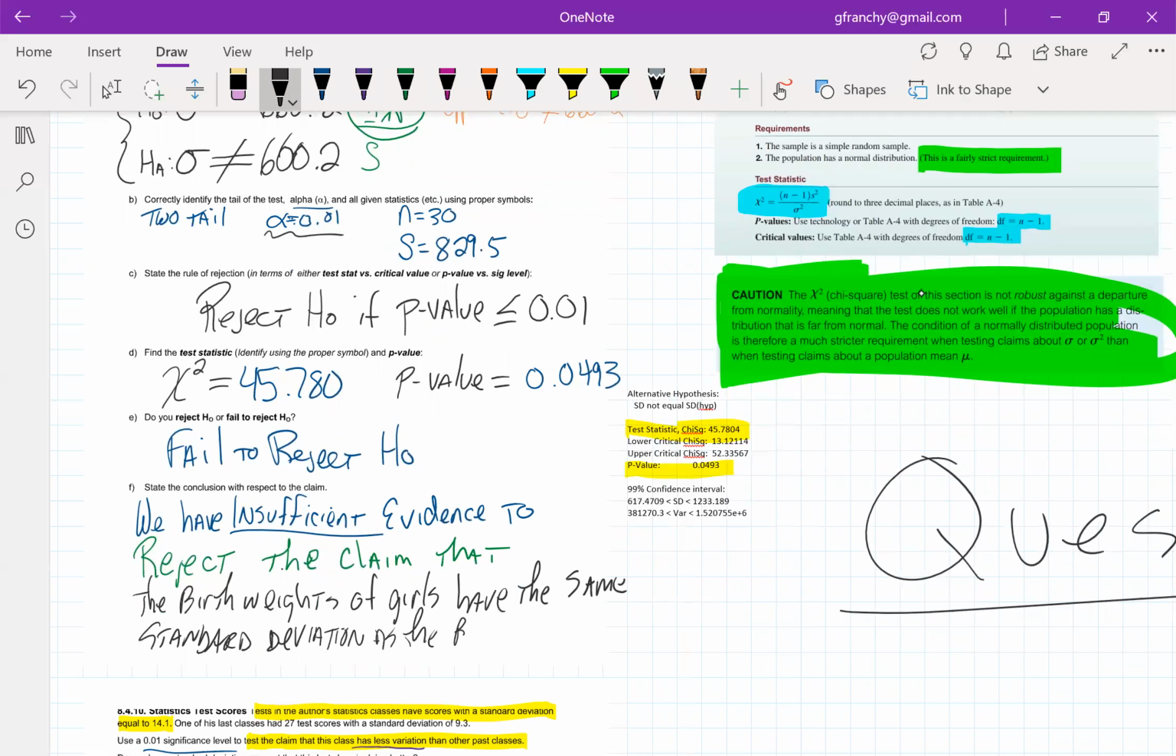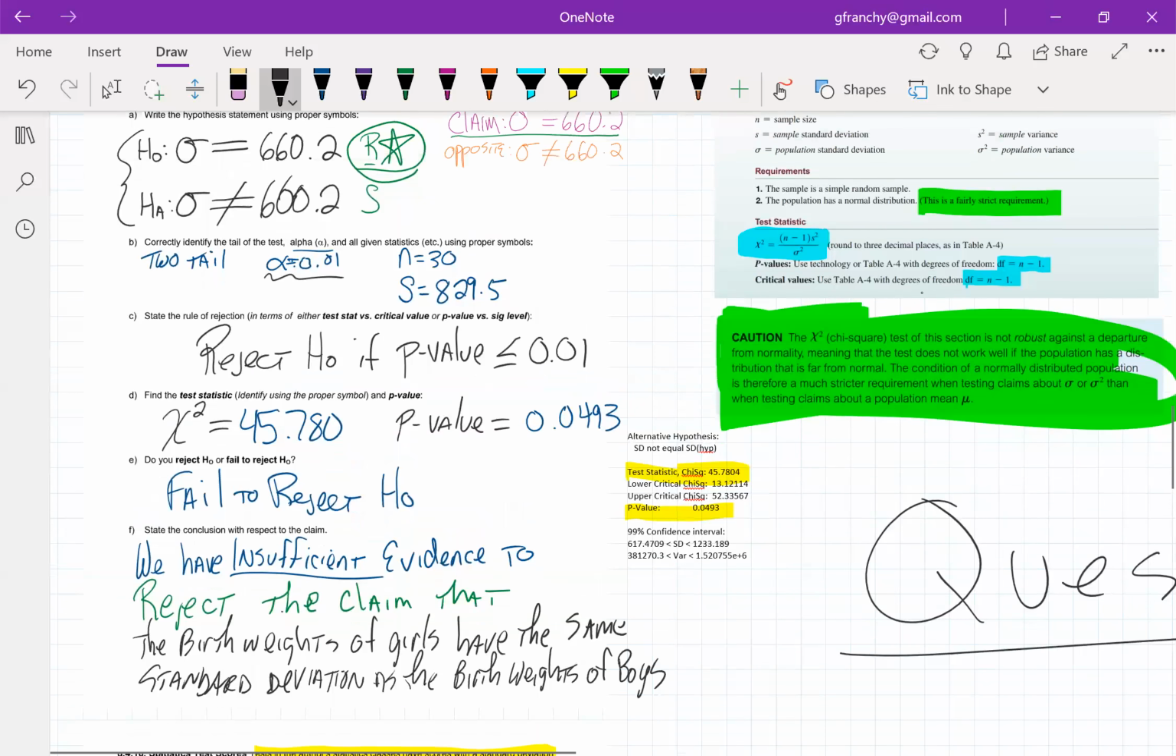As the birth weights of boys. So we put the conclusion together in pieces. Now let's go back, read it from start to finish.